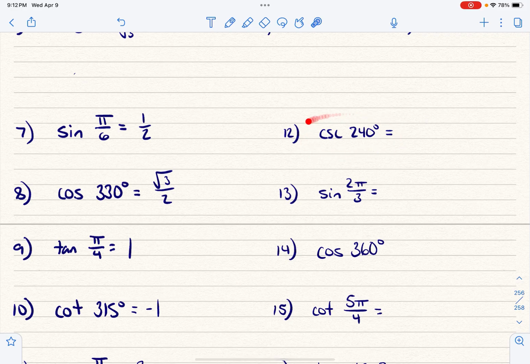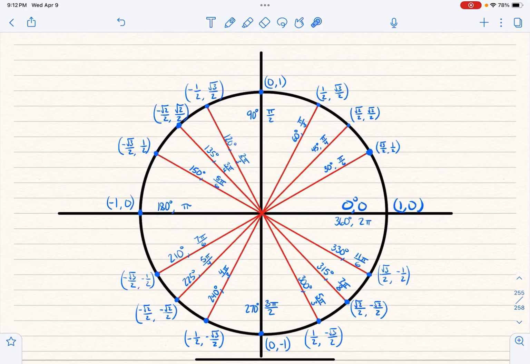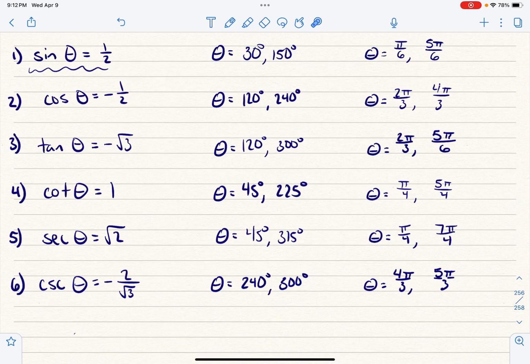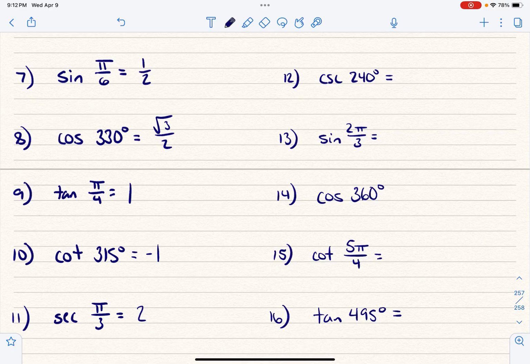Cosecant of 240 degrees. Cosecant is the reciprocal of sine. So I'm going to go to 240, look at the y for sine, and then flip it. Let's look at the unit circle. Here's 240 degrees. Here's my y coordinate, negative square root of 3 over 2. I take that and flip it. So therefore, cosecant will be -2 over square root of 3.